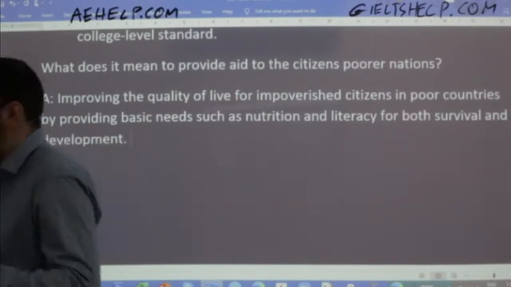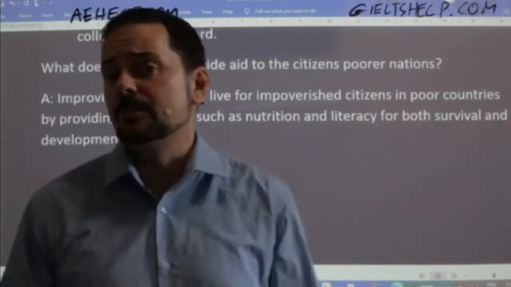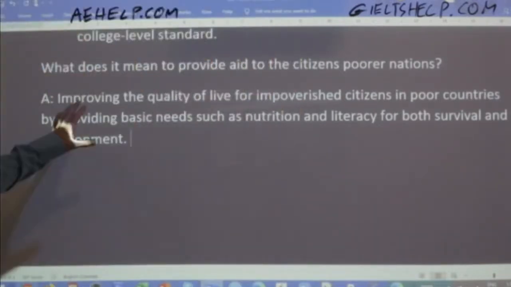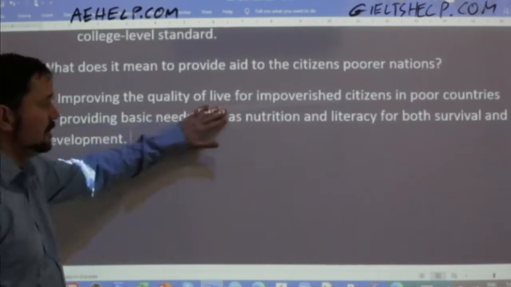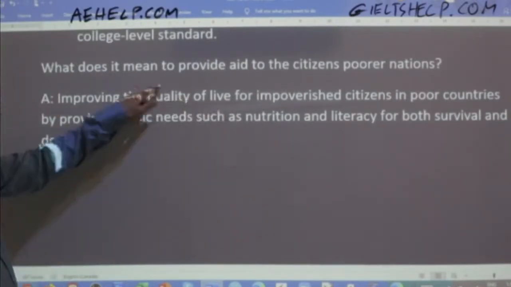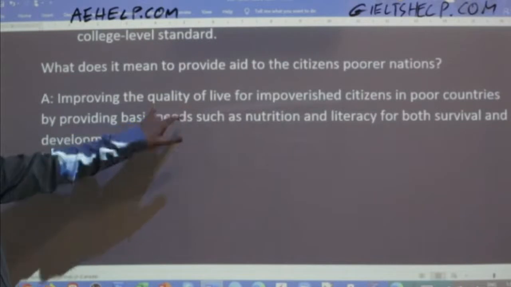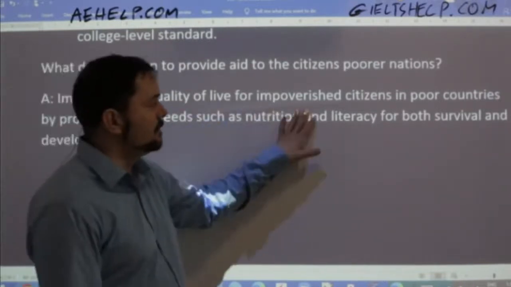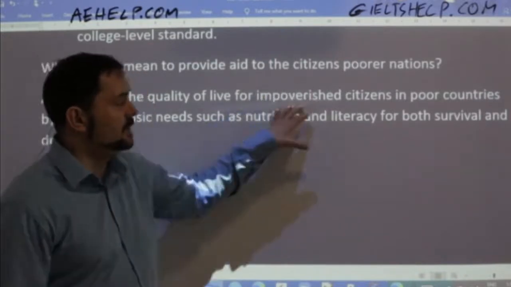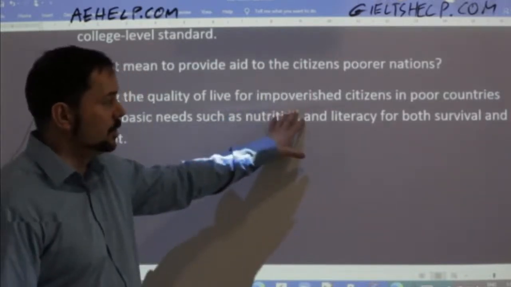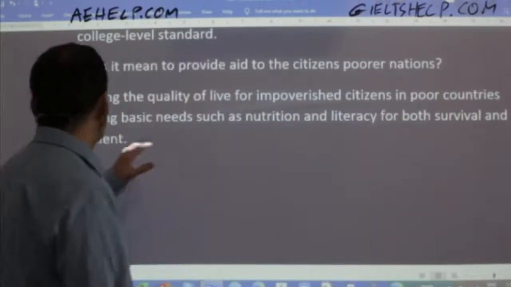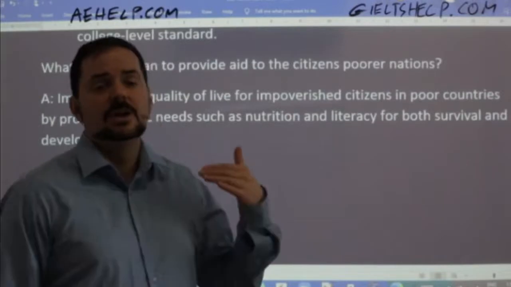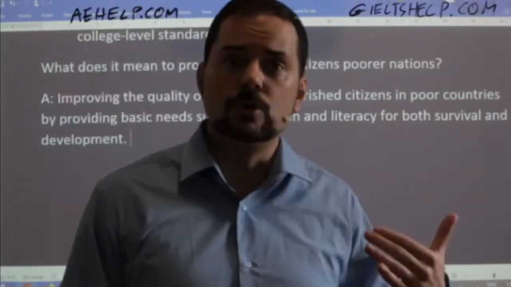All right, this is how I would phrase it. I'm sure there are different ways and different people might phrase this differently, but for me, when I visualize this, I would say improving the quality of life. So that's my qualitative, right? I mean, it's in the word, quality of life, qualitative. So improving the quality of life for impoverished citizens. Impoverished meaning poor, it's a more technical word. Citizens in poor countries by providing basic needs, right? So at least they have to have the shelter, the clothing, the food, of course.